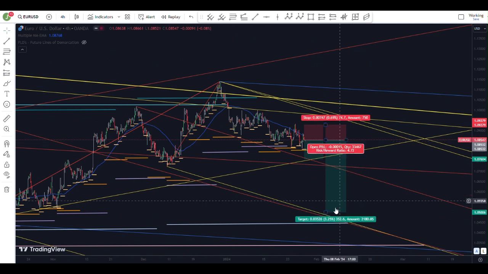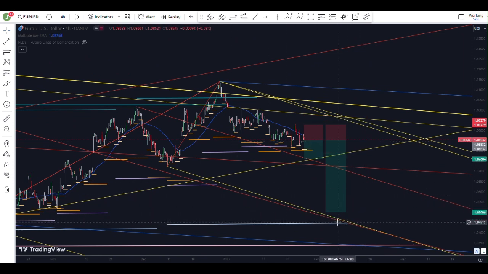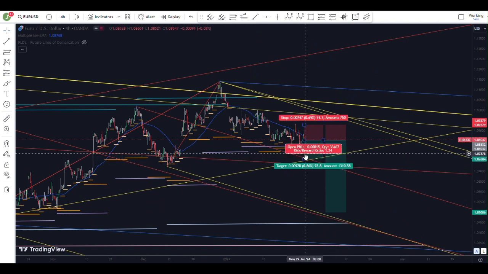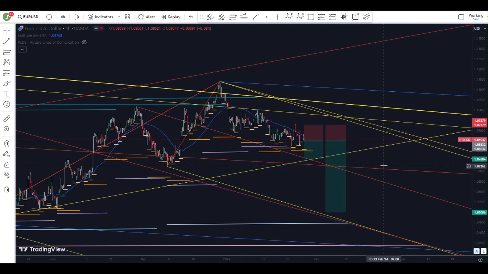I don't necessarily think we will reach this median line down here, as I discussed in the last video, but I will take some profit at about 1.24 to 1, and then this second position I'll manage by moving the stop down should we continue to the downside.